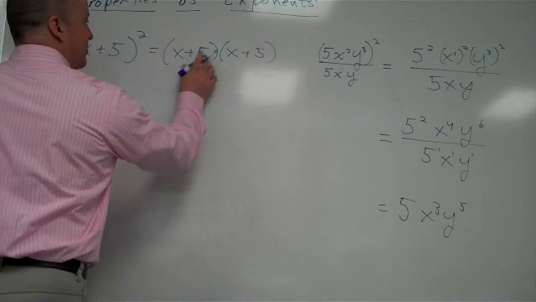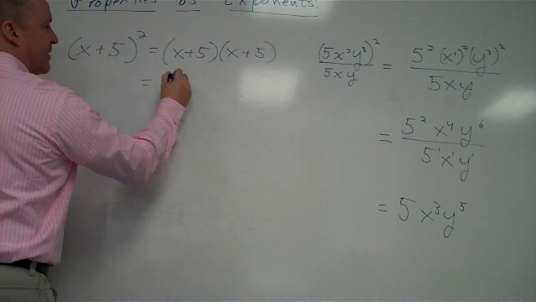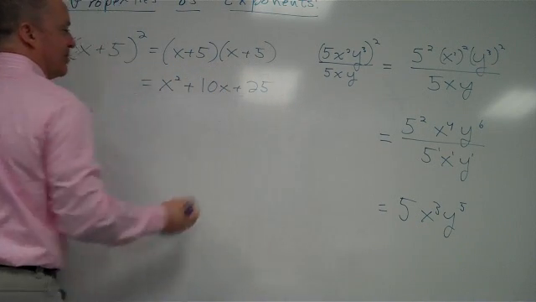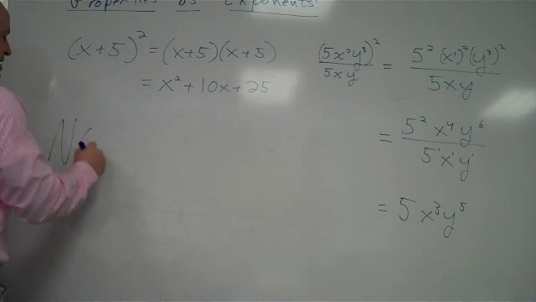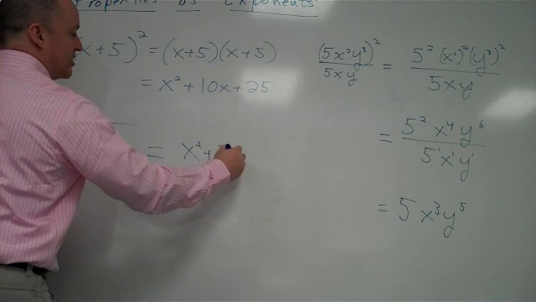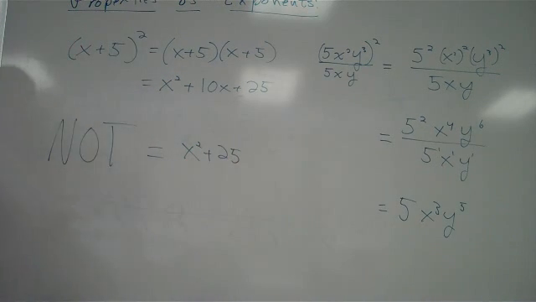So this equals X plus 5 times X plus 5, which you guys remember is X squared plus 10X plus 25. It's a perfect square trinomial. It does not equal X squared plus 25. You cannot distribute the squared in this case. You'd have to FOIL. What if instead of the 2 it is 3?